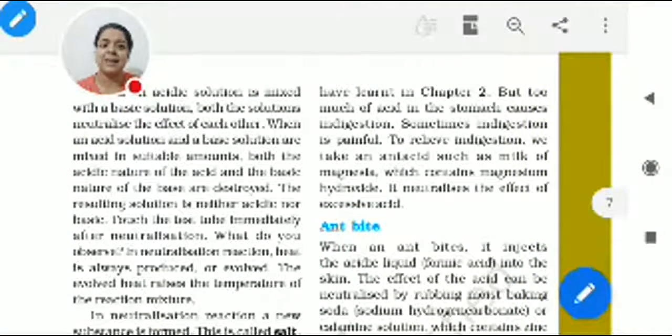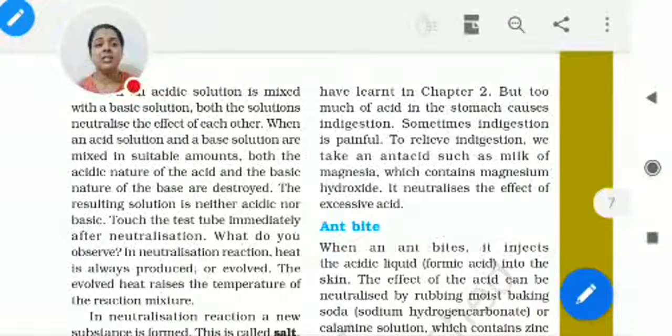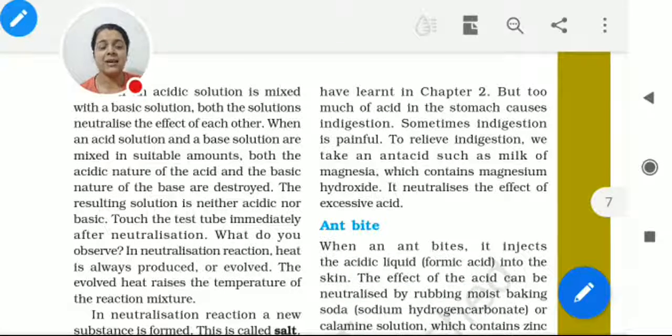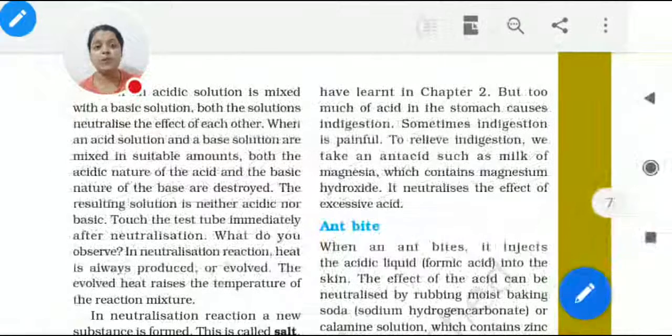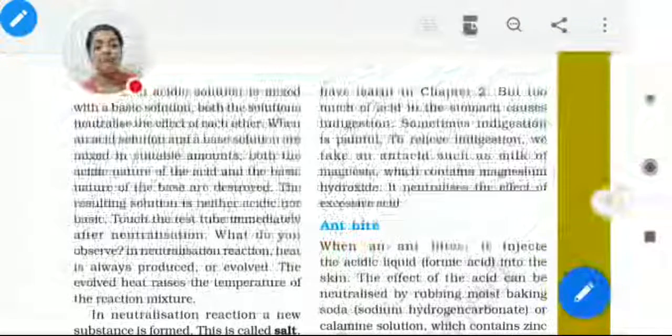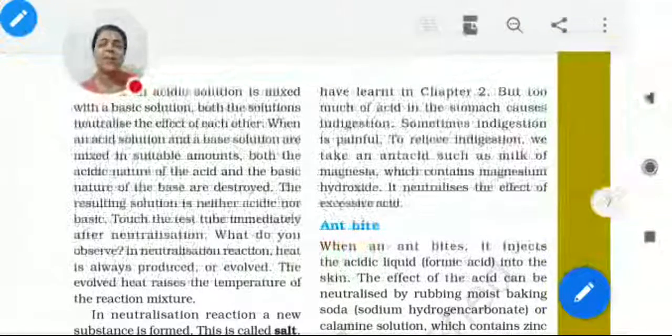When you take that, what happens? It gives you relief. Why? Because milk of magnesia contains magnesium hydroxide, which is a base. So when there is too much acid and you are taking a base, it neutralizes the body. That way you are getting relief from the acid, right?